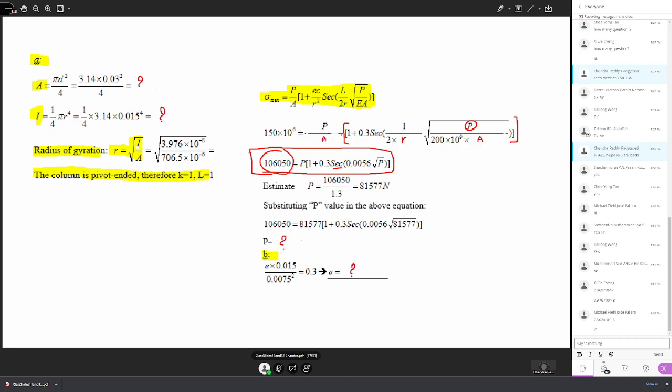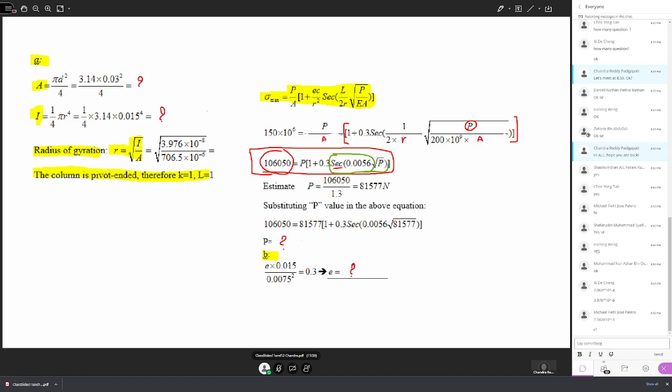This is only by trial and error. That means you need to pick a P value which, once you do the calculation, gives a value very close to 106050. As an initial approximation, you can estimate that the maximum value for any trigonometric function is 1, right? Sine 90 is 1 or cos 0 is 1. So the maximum value for this can be 1.